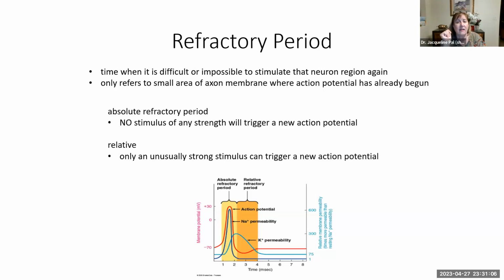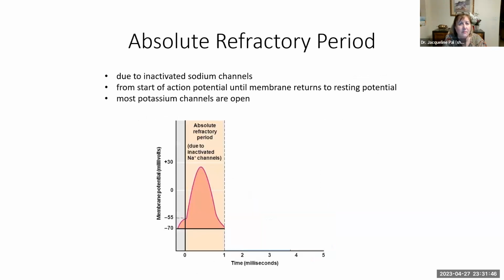So let's see why that is. We have two concepts going on here. An absolute refractory period means no way, no how, no, absolutely not, ma'am. No stimulus of any strength will ever trigger a new action potential. You are done until the end of the absolute refractory period. But the absolute refractory period is then followed by what's called the relative refractory period. And in this area, you're still hyperpolarized. So an unusually strong stimulus can generate a new action potential. So I'll show you that in a moment.